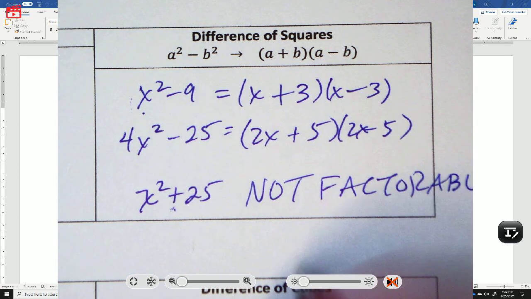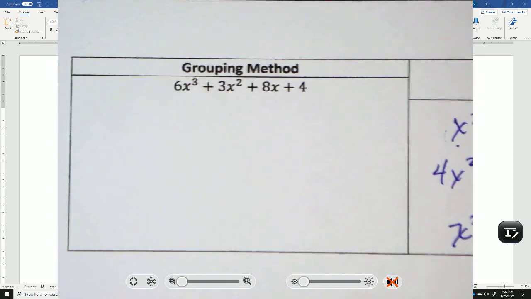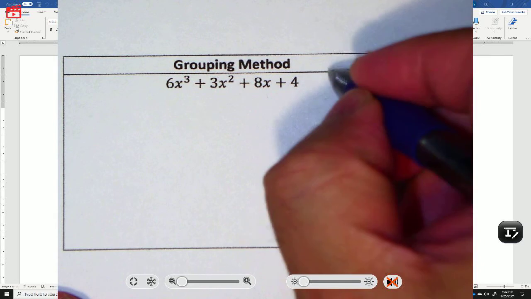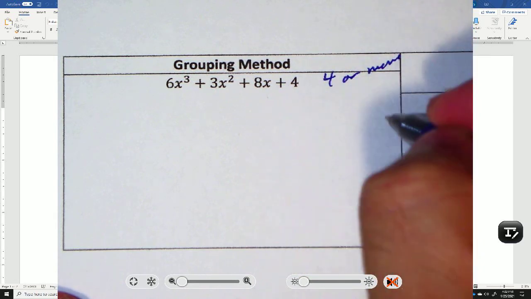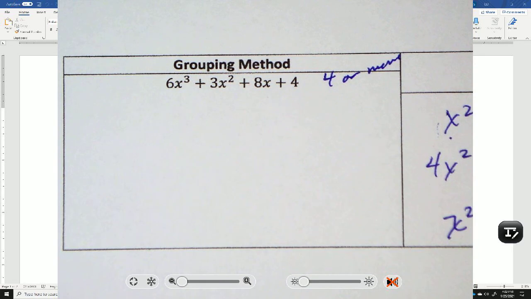Alright. This is the new technique, the grouping method. You're going to use this when you have 4 or more terms, and it's got to be an even number. Like you can do a group of 4, or a group of 6, or a group of 8. Well, we're probably going to just stick with groups of 4. Now be careful though. This is a very concocted problem. I mean, I guess all of these are. But sometimes you can do it.